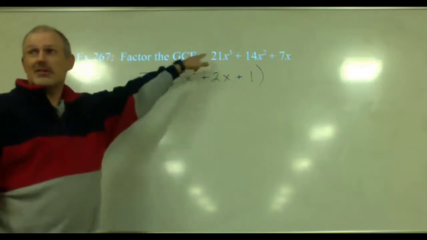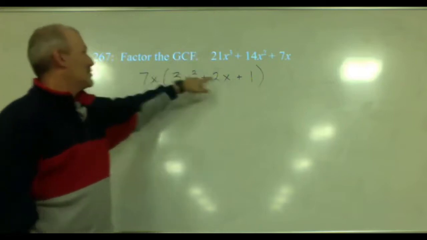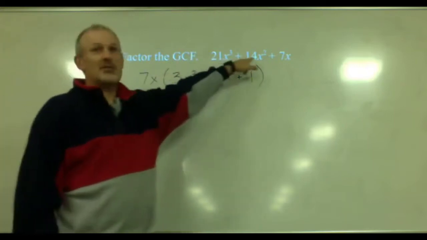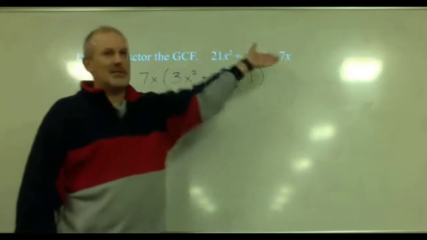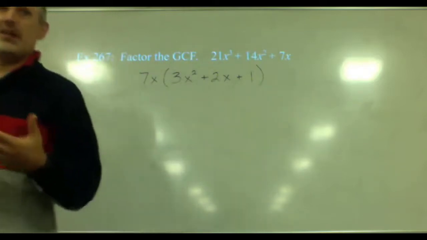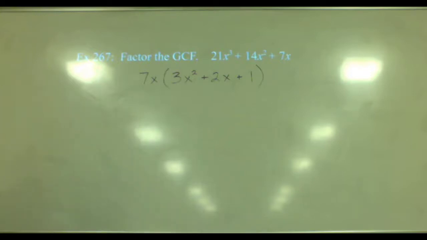And again, if you want to check, if we distribute, 7 times 3 is 21. X times x squared is x cubed. 7 times 2 is 14. X times x is x squared. 7 times 1 is 7, and then x, so 7x. So you can always check by doing what we just did in chapter 5, by multiplying it back out.